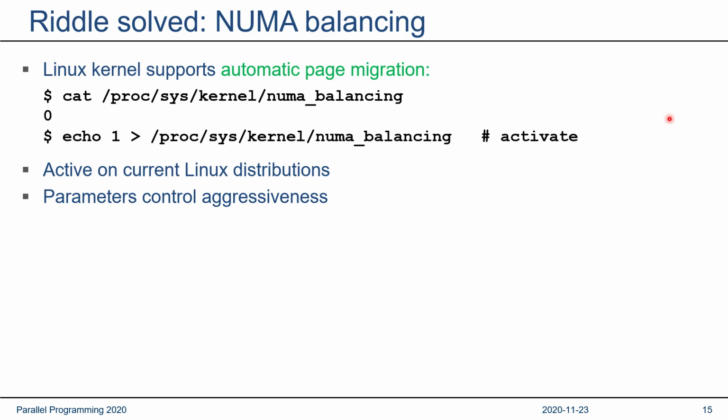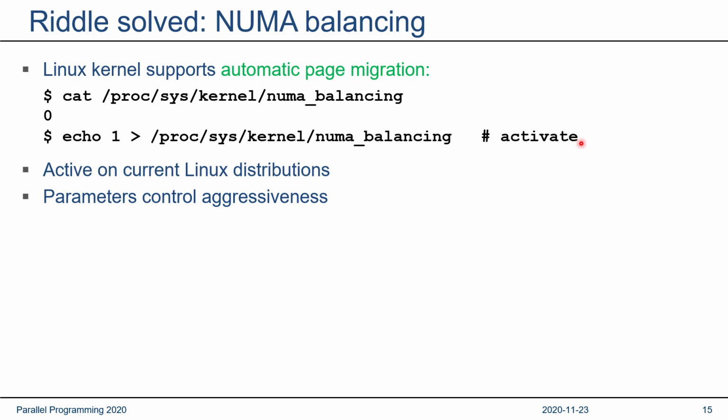The solution to the riddle is NUMA balancing. The Linux kernel, at least in recent incarnations, supports so-called automatic page migration. You can look it up. You can determine whether or not it's enabled on your system by printing the contents of /proc/sys/kernel/numa_balancing. If this gives you 0, NUMA balancing is off. If this gives you 1, it's activated. If you have superuser privileges, you can actually echo a 1 into the file to activate it.